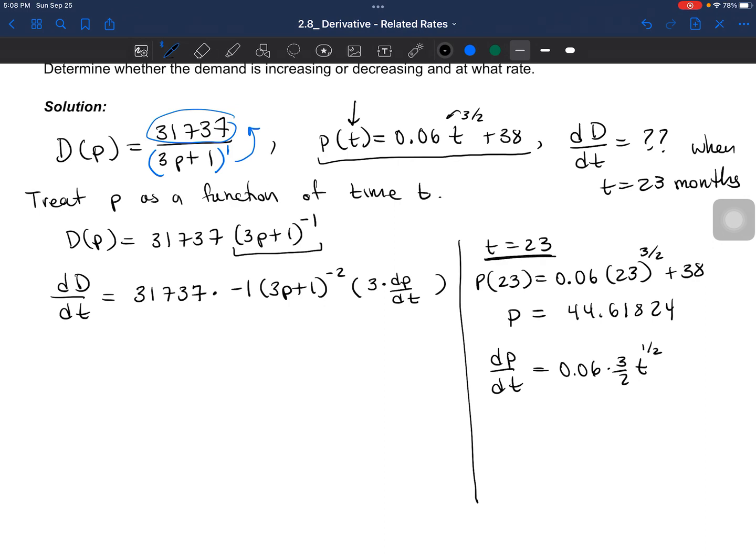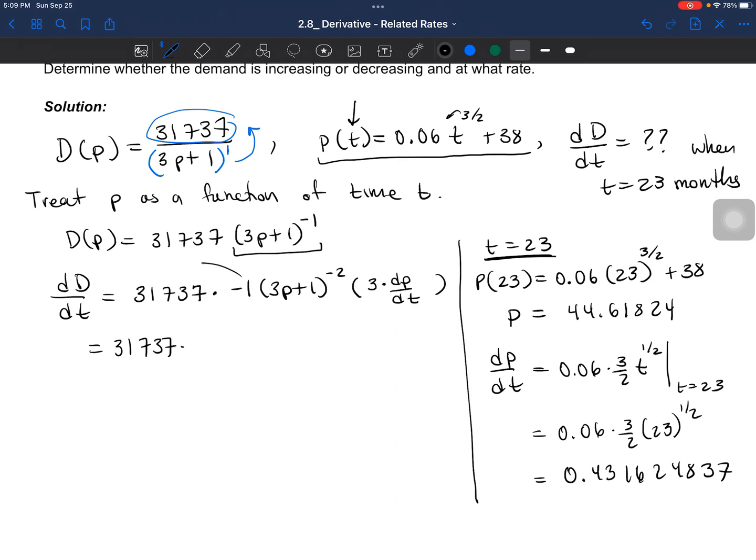So to find the derivative of this at 23, all we have to do is evaluate when t equals 23, which equals 0.06 times 3 halves times 23 to the 1 half. And if we put this in the calculator, we're going to get something in the form of 0.431624837. So we have all those numbers, and we're going to go ahead and plug it in here now.